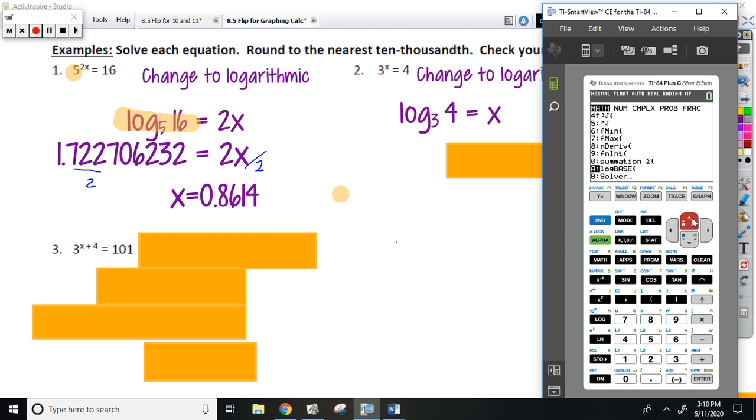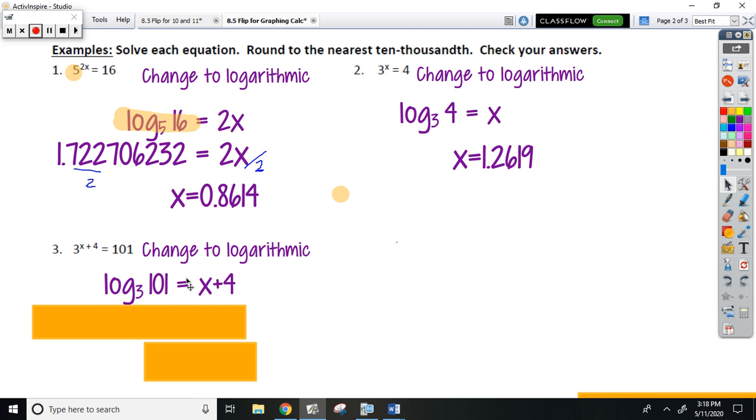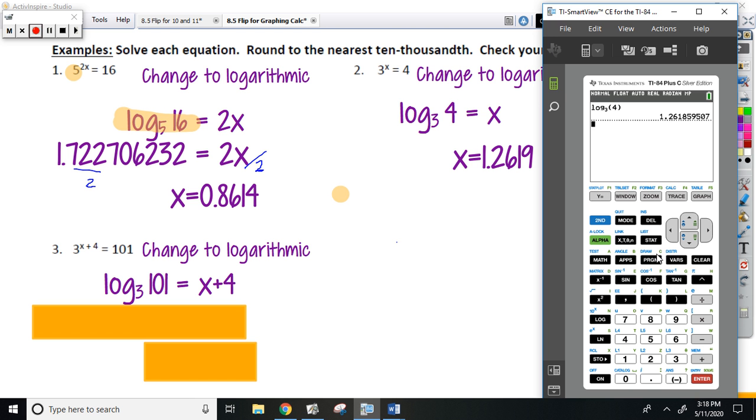Math, log base 3 of 4. We get that answer, rounding to the nearest ten-thousandth. And number 3, if you want to try it, changing to logarithmic, we should have log base 3 of 101 equals x plus 4. We can evaluate that in our calculator.